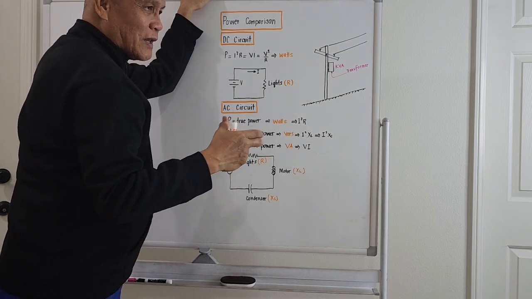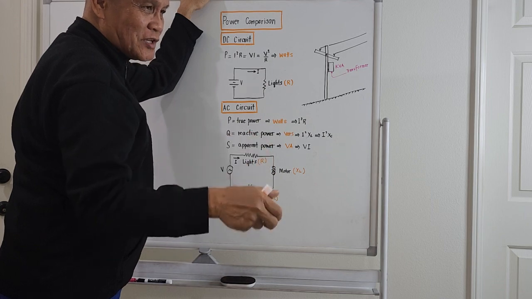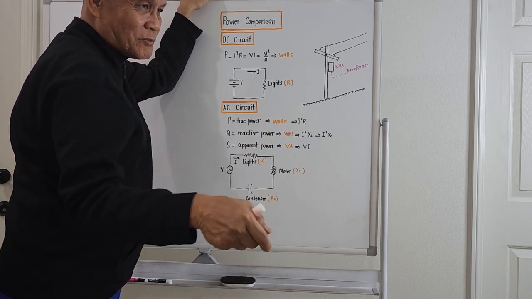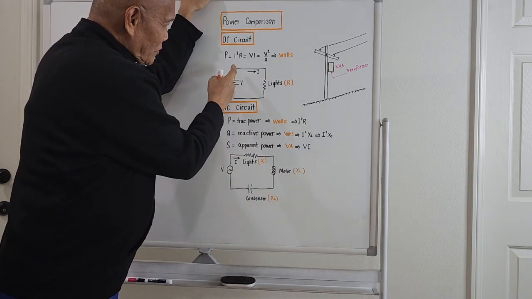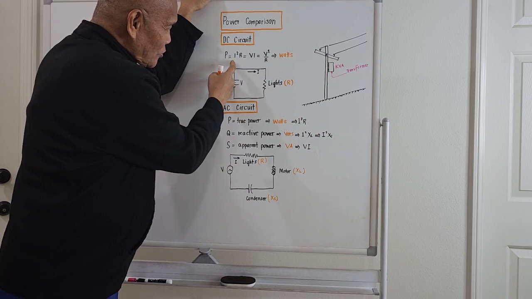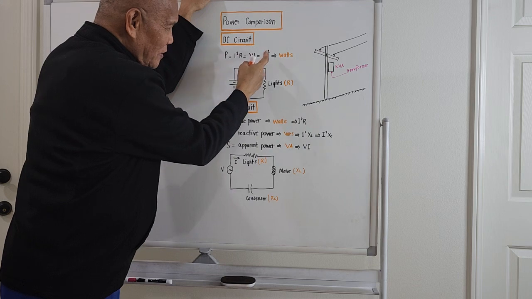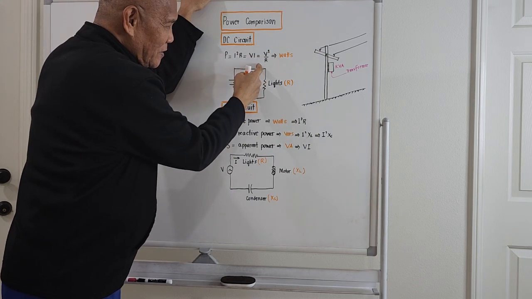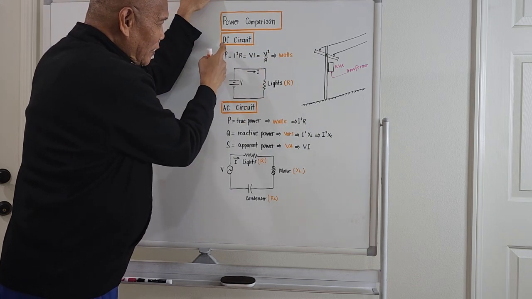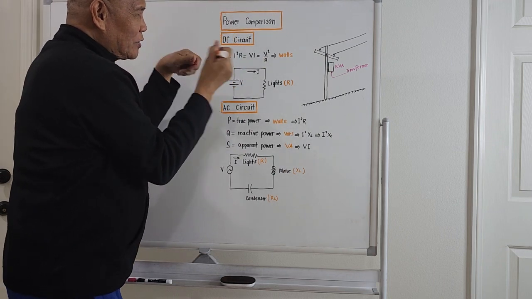Okay, it could be light bulbs, but they are DC light bulbs. It's not AC light bulbs. So the current square times R, the voltage times the current, the square of the voltage over R is actually the power under a DC circuit, and the unit is watts.